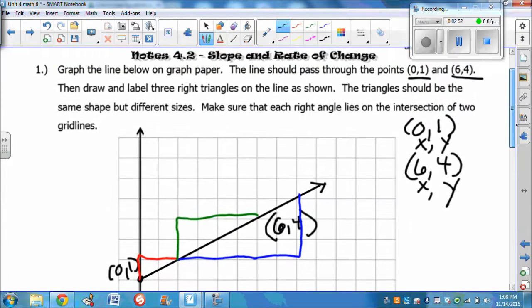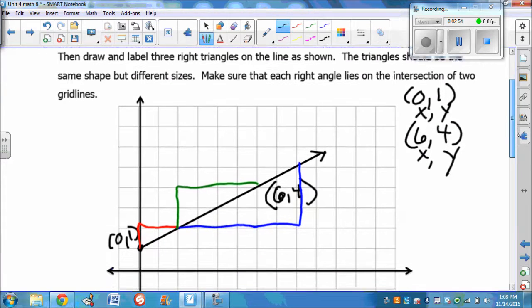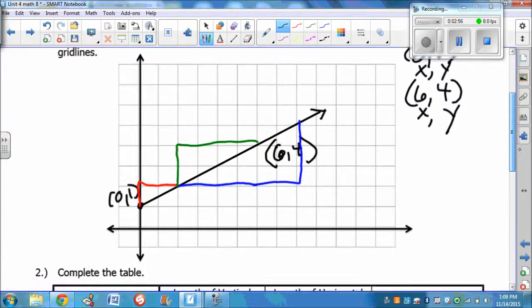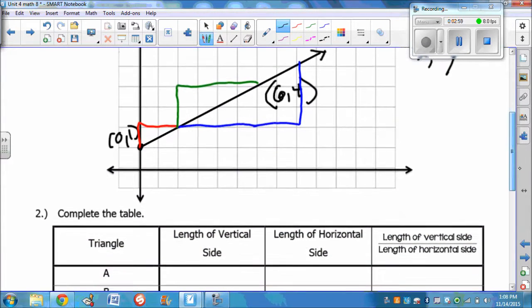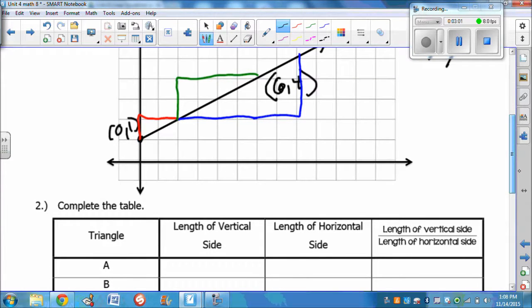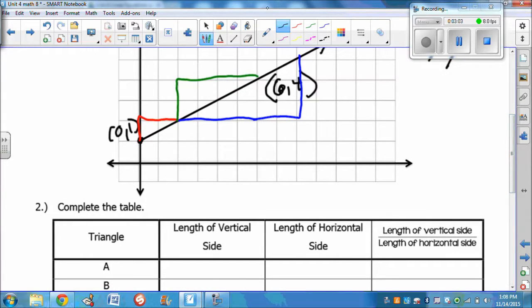So why did we do that? Let's see what it says. The triangles should be the same shape. Make sure that each triangle, okay, we did all that. Now it says let's complete the table according to our picture. So triangle A, let's call that our red triangle. Triangle B, that'll be our green triangle. And triangle C will be the blue triangle.